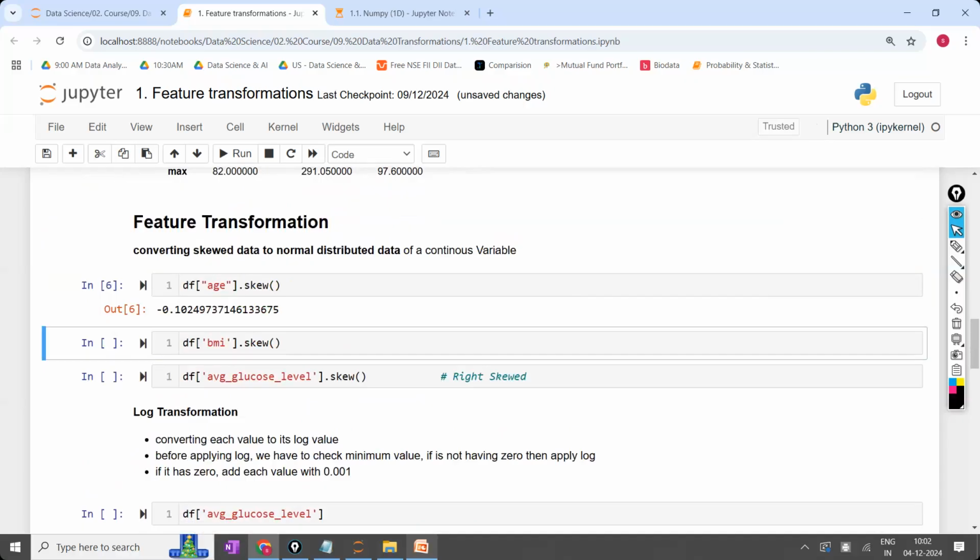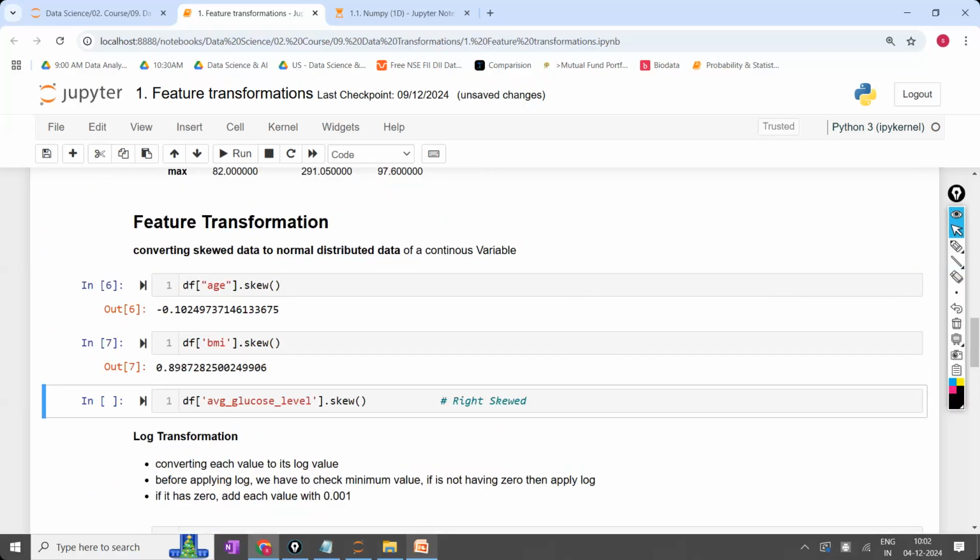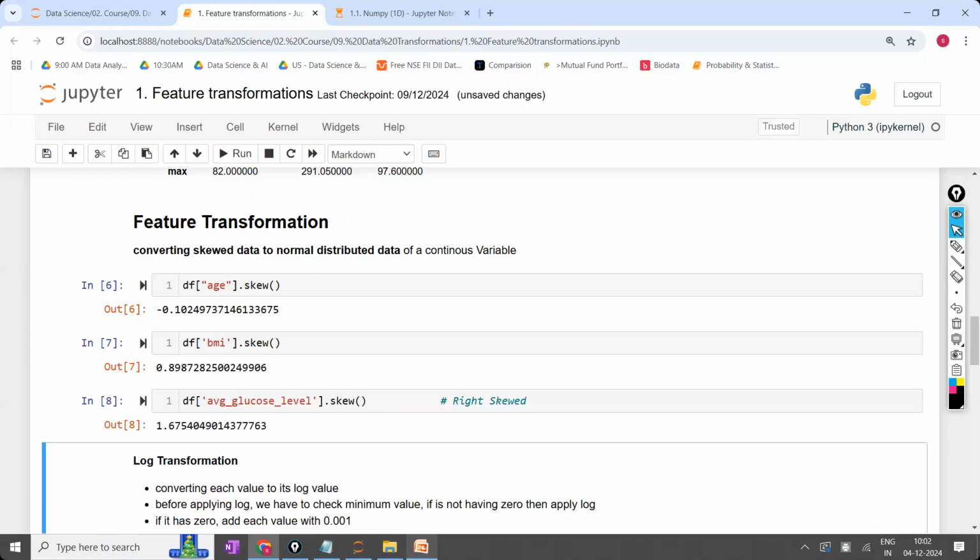For age, what is the skewness? Minus 0.10. It is normally distributed. Second, BMI 0.89. It is slightly right skewed, but it is still considered a normal distribution because the value is between -1 to +1. Average glucose level 1.67. It is considered right skewed or positively skewed since it has crossed more than +1.